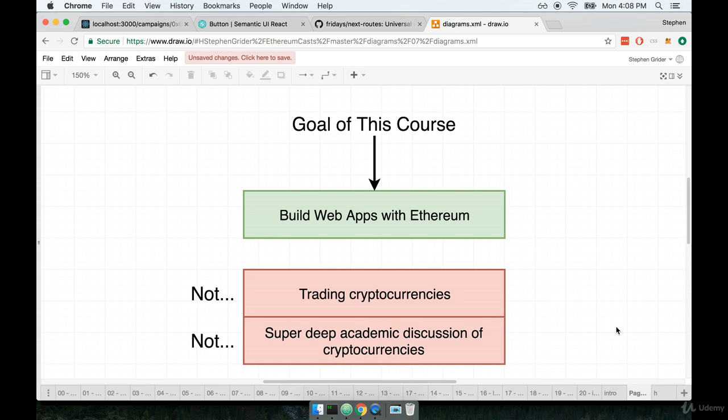Because again, I'm going to try my best to impart practical knowledge about how to work with Ethereum on you. So the entire idea here is, how do we build apps with Ethereum? How do we make a product? That's what we're going to focus on.